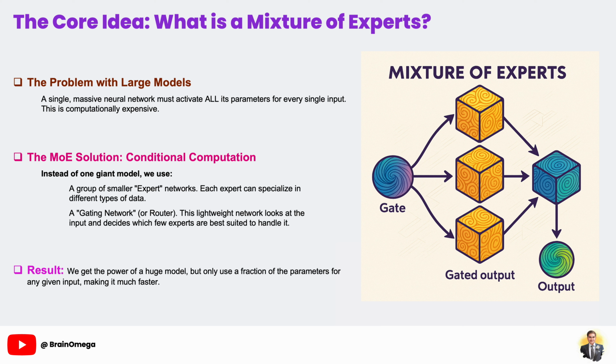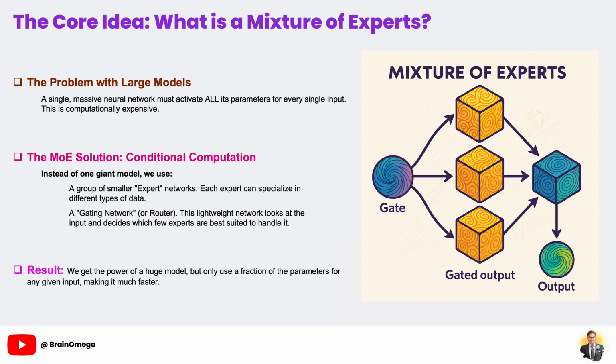So, what exactly is a mixture of experts, and why is it so important? Imagine a giant monolithic neural network. To process any input, whether it's simple or complex, the entire network has to be activated. All those billions of parameters are used every single time, which is incredibly inefficient.